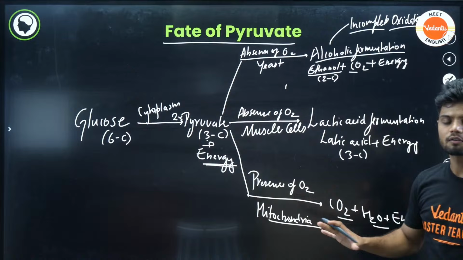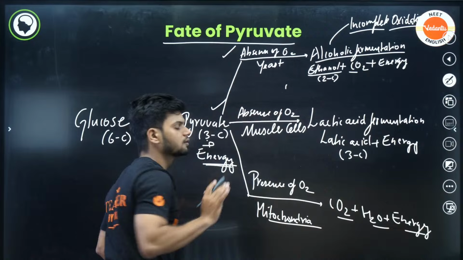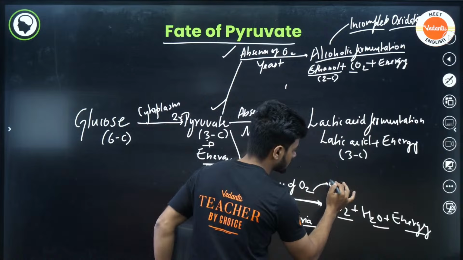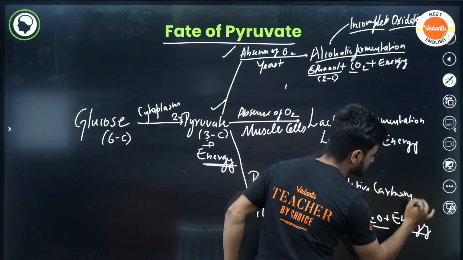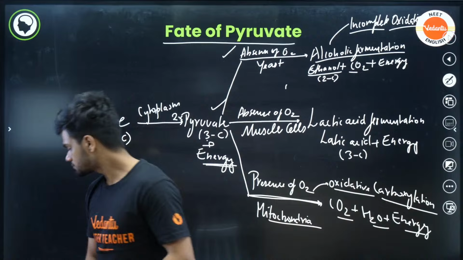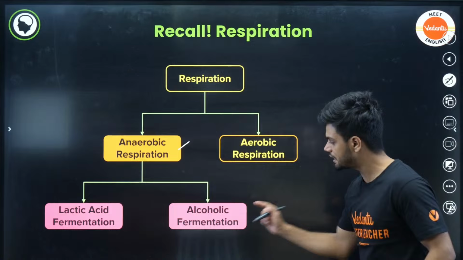Now we will be studying the first two. That is nothing but your absence of oxygen. That is two types of fermentation. Is everyone ready? Now this right here is nothing but your oxidative decarboxylation that is happening in the case of aerobic respiration. That is also called your link reaction. I hope, students, you're able to follow this one. That is, in anaerobic respiration we have lactic acid fermentation as well as alcoholic fermentation.